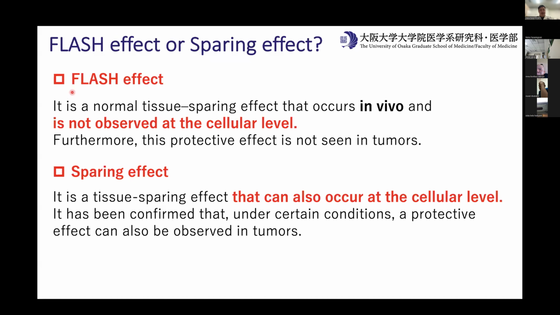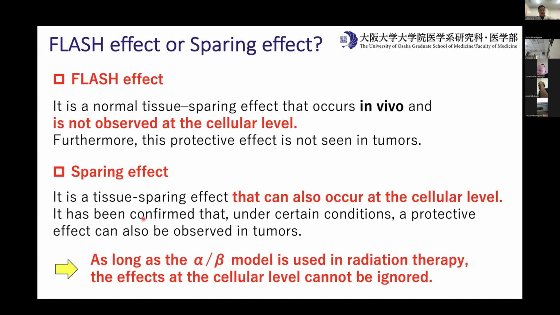The cytoprotective effect induced by ultra high dose rate radiation in cells is referred to as the sparing effect. So we believe that this definition needs to be reconsidered. This is because radiation therapy controls dose delivery to living tissues using the alpha beta ratio, as you know, a parameter calculated based on cellular experimental data.